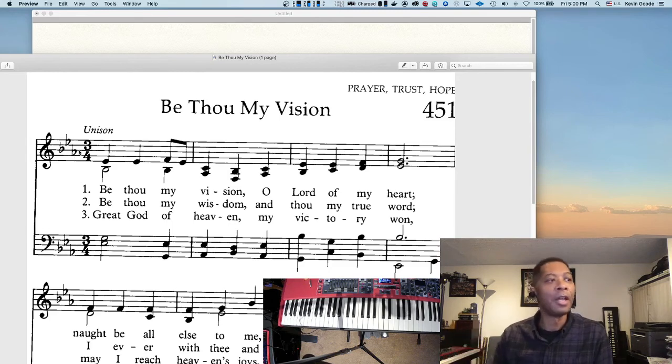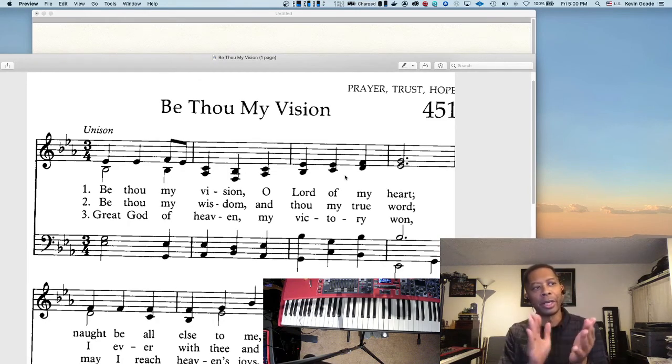If I were to clap this rhythm, it's going to be one, two, and three, and one, and two, and three, and one, and two, and three, and one, and two, and three, and I just ended right there. I'm going to start from here, and play just the top note. I'm not playing the full chord, just the top note. I want you guys to try to follow along, okay? Be thou my vision.